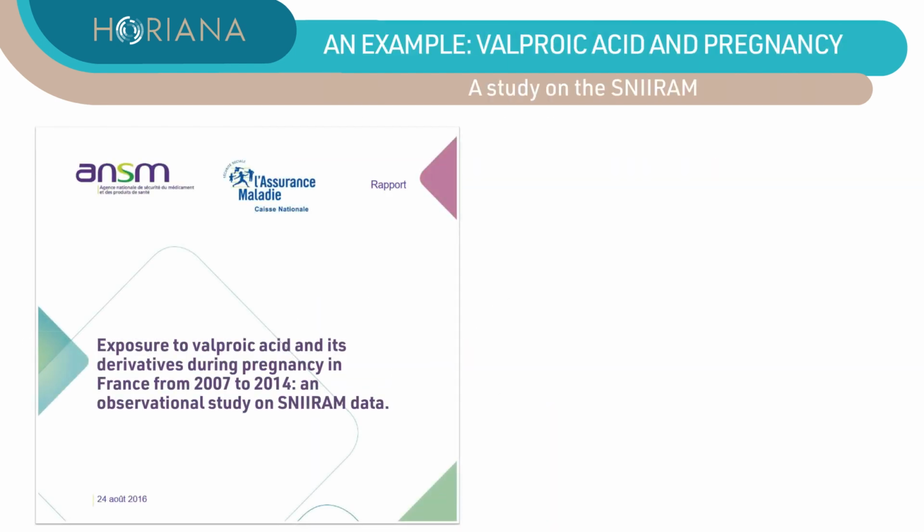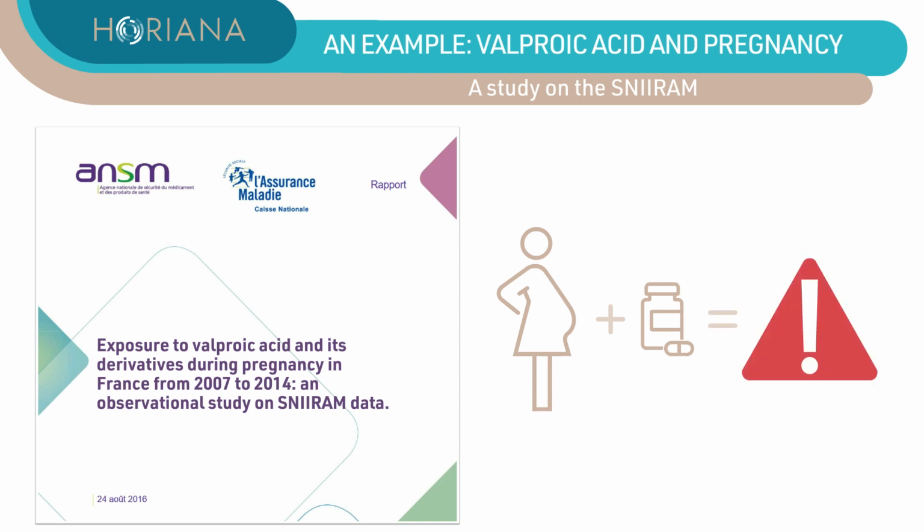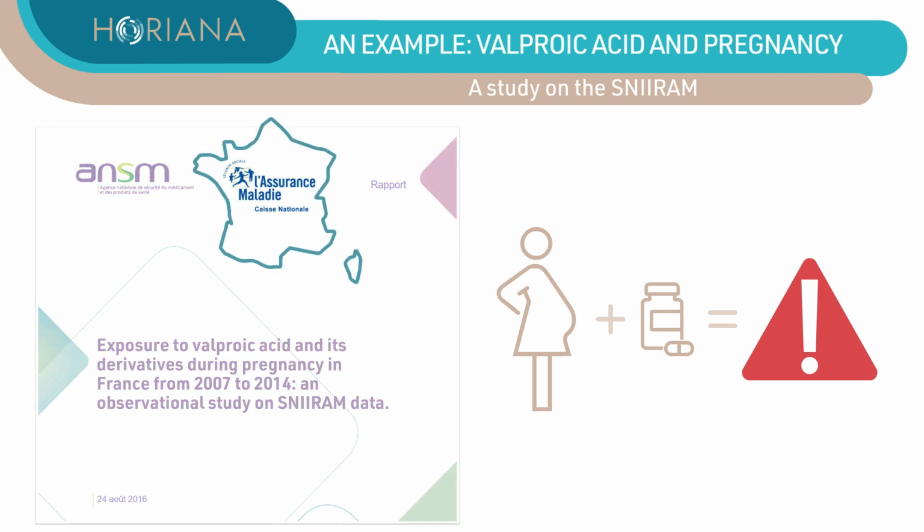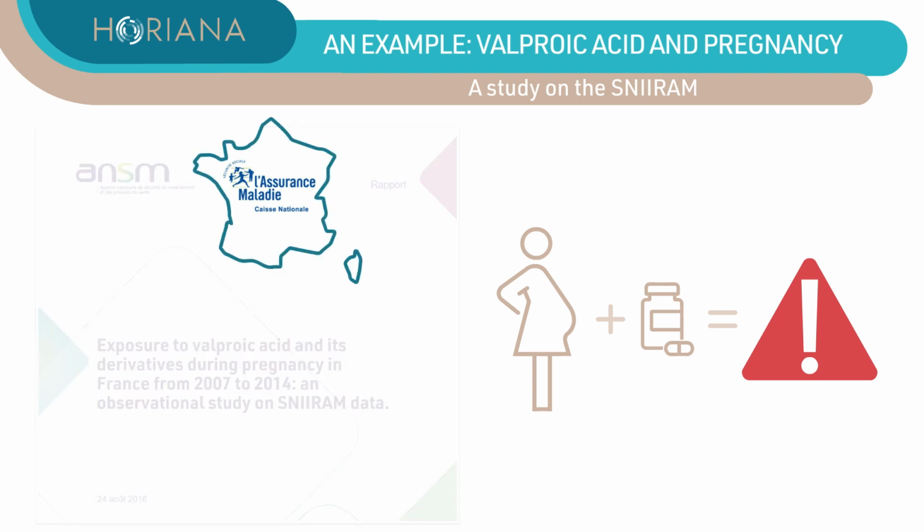Let's take the example of a study conducted by the ANSM. Valproic acid is a major treatment for epilepsy. Its teratogenic effects have been known since the early 80s. A pharmacoepidemiological study was conducted on data from the National Interregimen Health Insurance System, which is a database of deliveries now found in the SNDS.